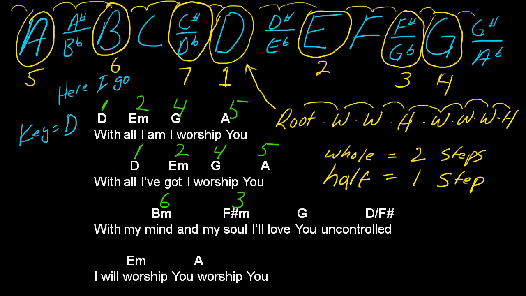G, 4. Now here's a slash chord, D slash F sharp. D is a 1, slash F sharp is a 3. E minor, 2. A is a 5. So there it is, the song Here I Go, converted from your typical chord chart with chord names on it to the number system. Now, once you have it in the number system, you can play it in any key, and so you're ready to go.